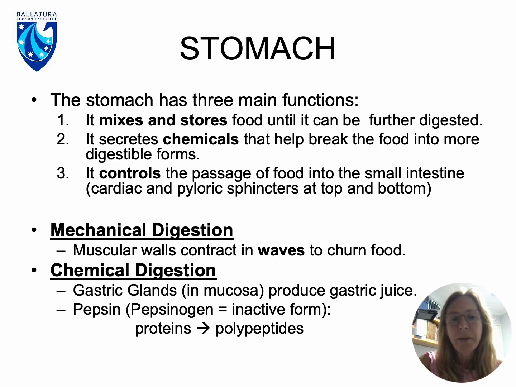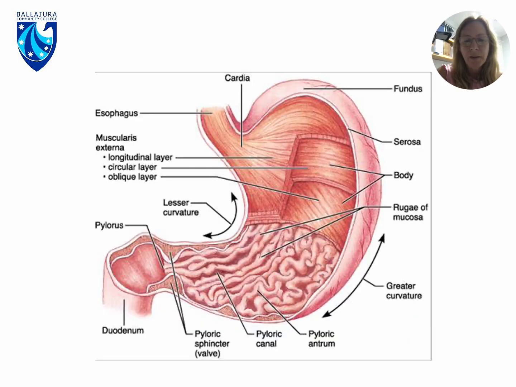Within the stomach itself, there are muscular walls which also contract in waves to churn the food around. And there's also chemical digestion that happens in the stomach. So there are gastric glands and an enzyme called pepsin, which I'll talk about in more detail next. Here's a diagram of the stomach. Again, you don't need to know all of the names for these parts of the stomach, but what you should notice is that there are muscle layers in different directions which help the stomach walls move towards each other and in different directions to move the food around.